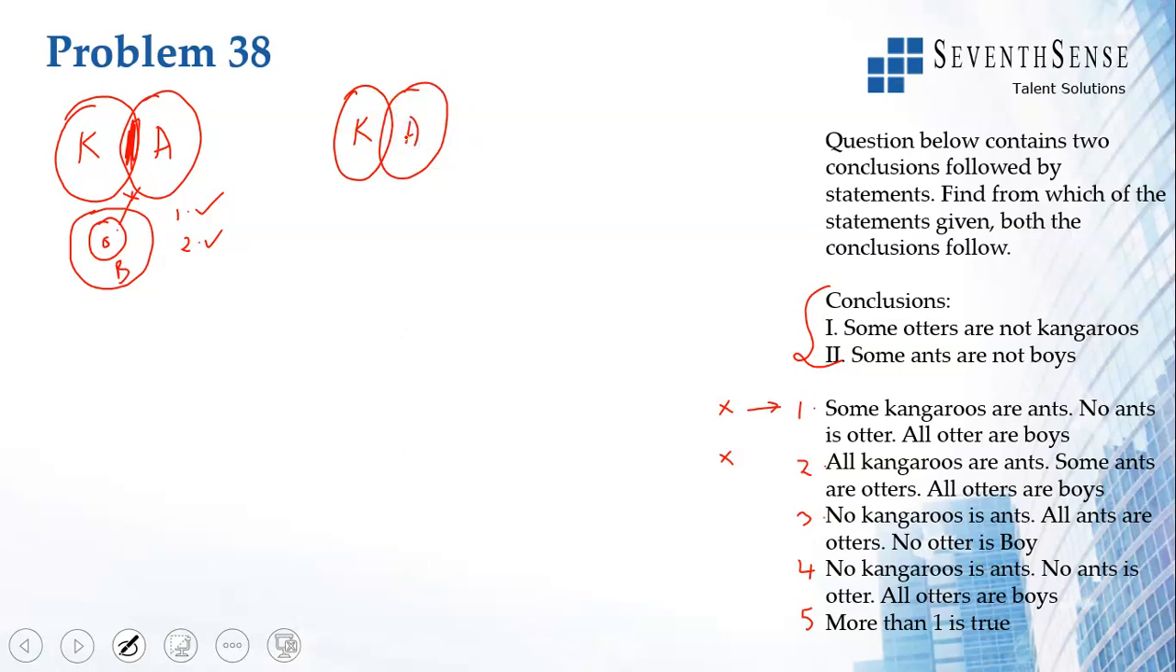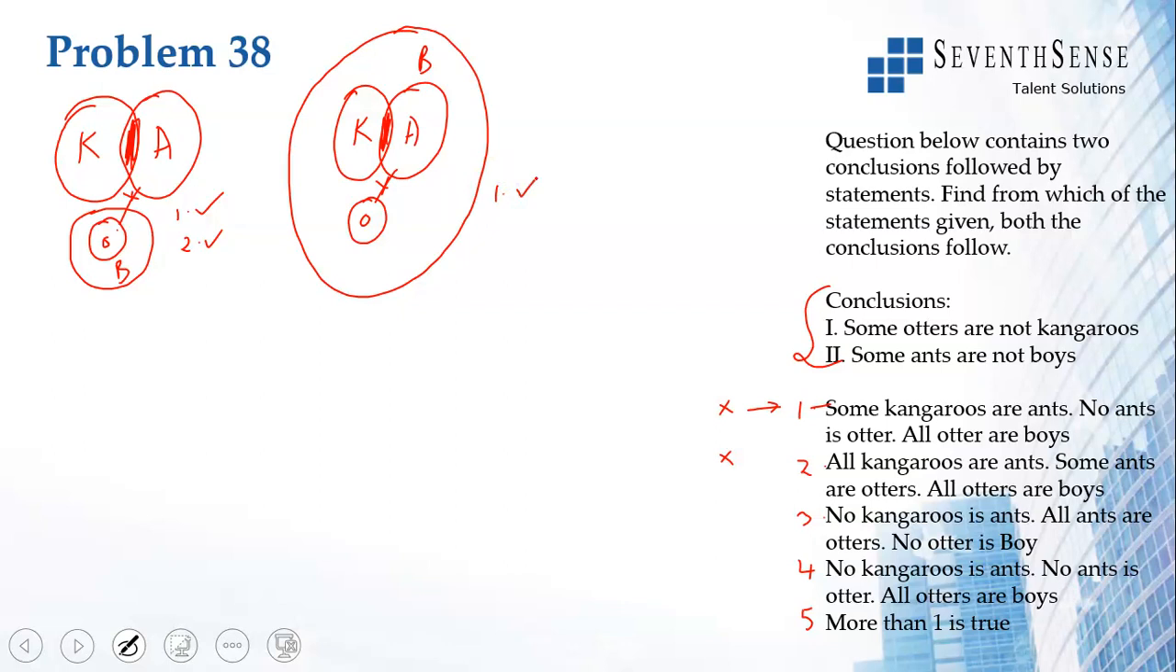Let us draw some alternate drawings for option 1. Some kangaroos are ants. No ant is an otter. So I will draw this way. And then all otters are boys. So I'll just draw it this way. All otters are boys. This is also correct. No ant is an otter is correct. Some kangaroos are ants is correct. All statements have been drawn. Some otters are not kangaroos. So conclusion 1 is correct in this alternate diagram.